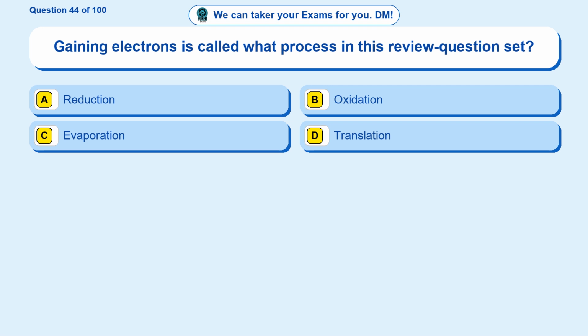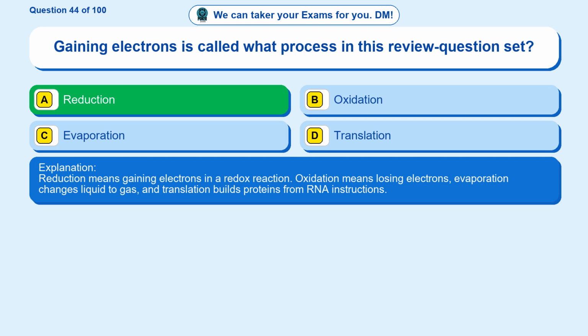Question 44. Gaining electrons is called what process in this review question set? Option A, reduction. Option B, oxidation. Option C, evaporation. Option D, translation. The correct answer is option A, reduction. Reduction means gaining electrons in a redox reaction. Oxidation means losing electrons, evaporation changes liquid to gas, and translation builds proteins from RNA instructions.